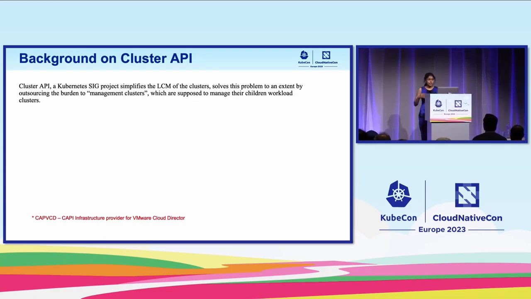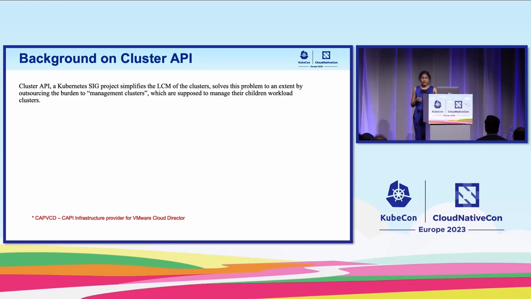A quick background on Cluster API: we expect the audience to have a fair understanding of what Cluster API is for this session, so I'm going to quickly go through this. Cluster API is a Kubernetes SIG project that simplifies lifecycle management of clusters. It offers a lot of benefits in terms of simplified usage, ease of development, faster feature delivery rate, and most importantly, the ecosystem behind it. So yeah, we love Cluster API.